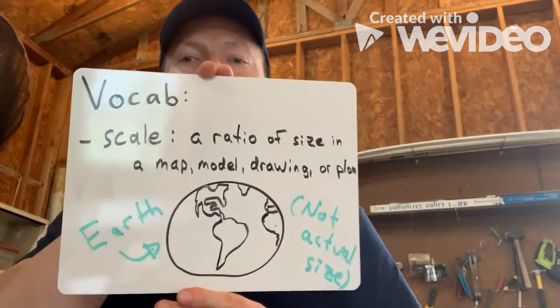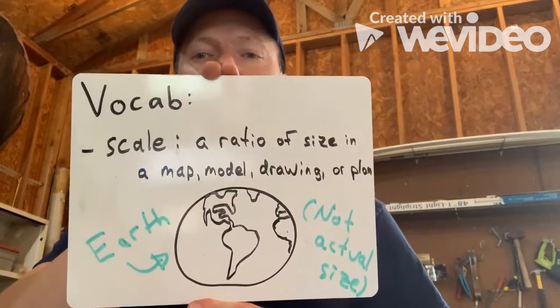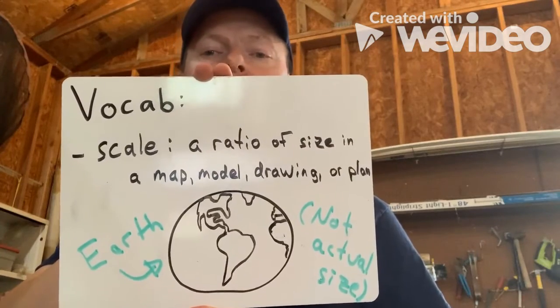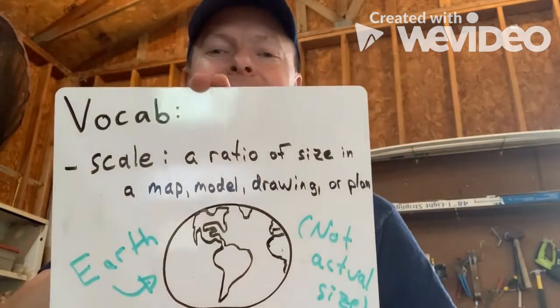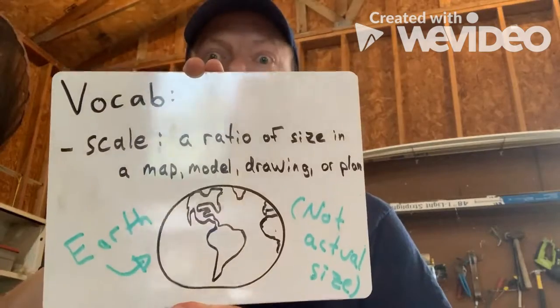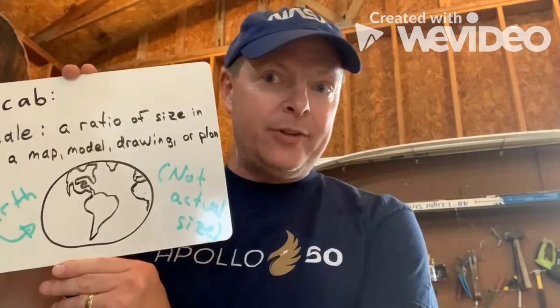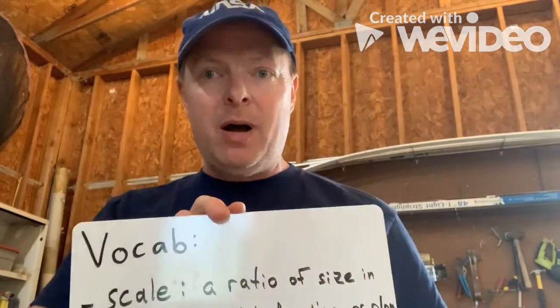Now, we might want to think a little bit about that before we do anything else and say, okay, what exactly does it mean to be scale? Well, a scale is a ratio of size in a map, model, drawing, or plan. See, I drew the Earth right there. It's not the actual size of the Earth though, but you know that. But that's what we mean by a scale. I drew it. It's the same planet that you're on, but it's smaller so you can see it.